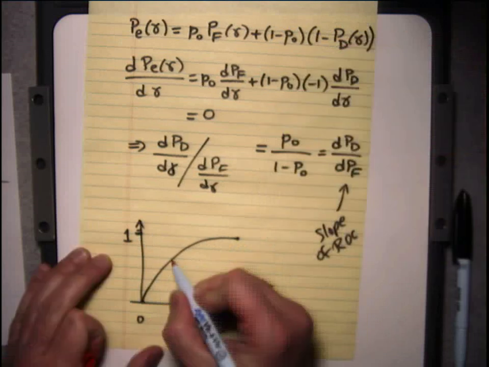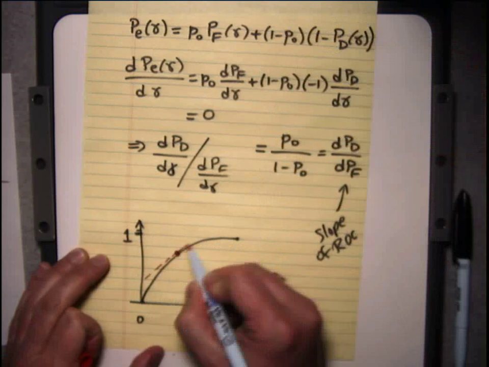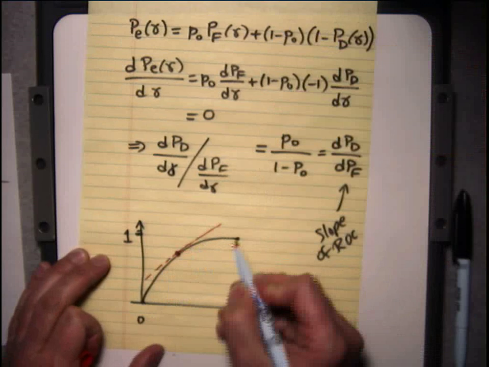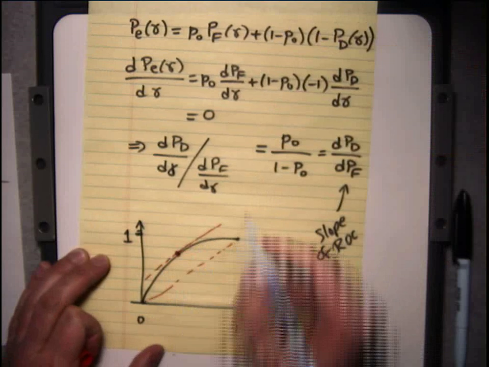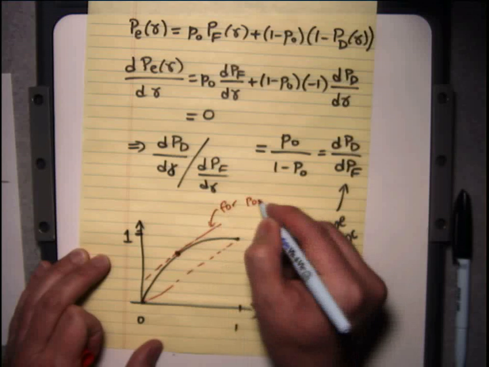Okay, so you would get this point, for example, here. And that happens to be parallel to this for P0 equal to 1/2.